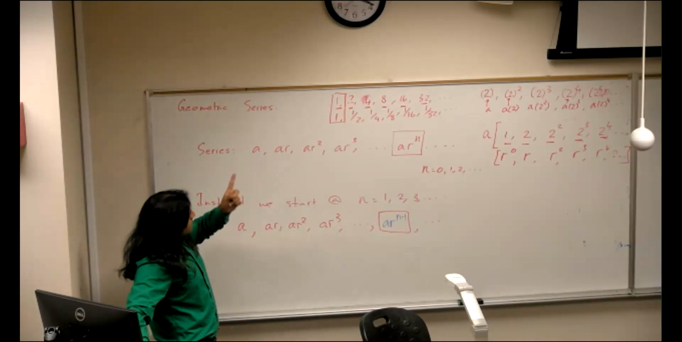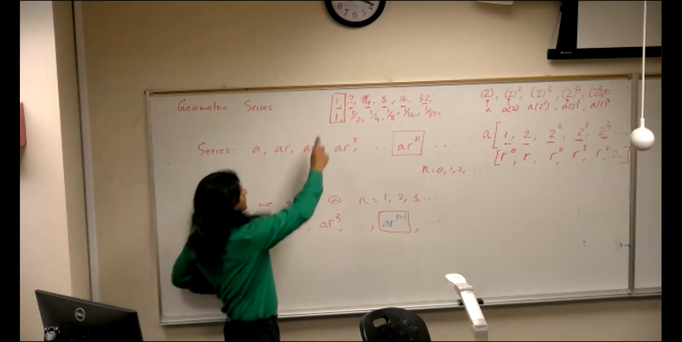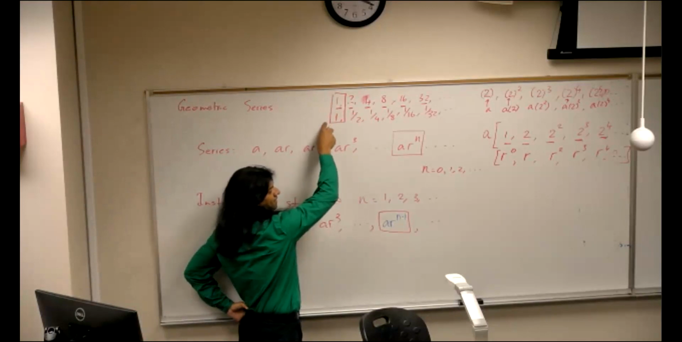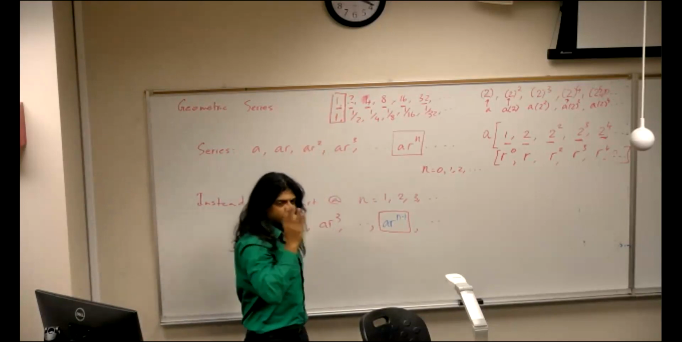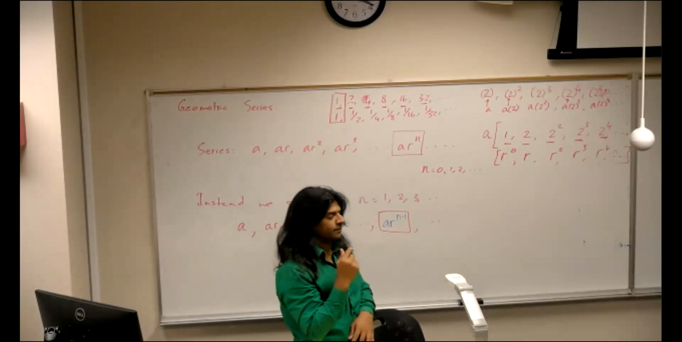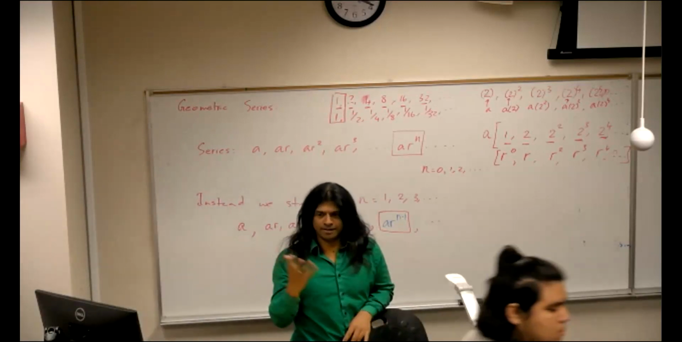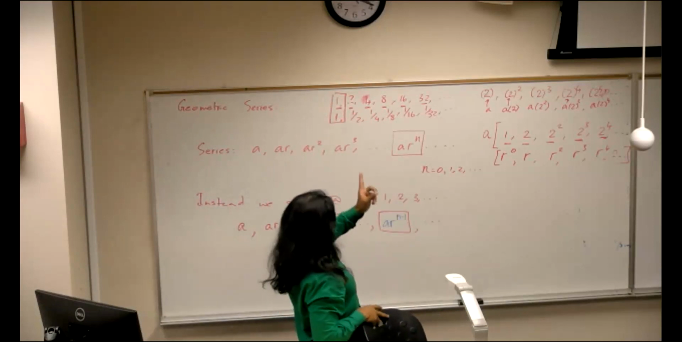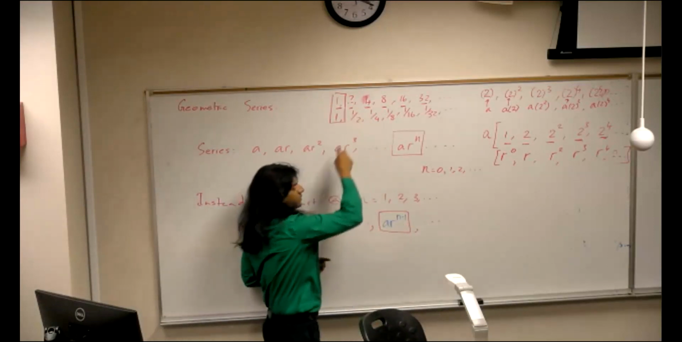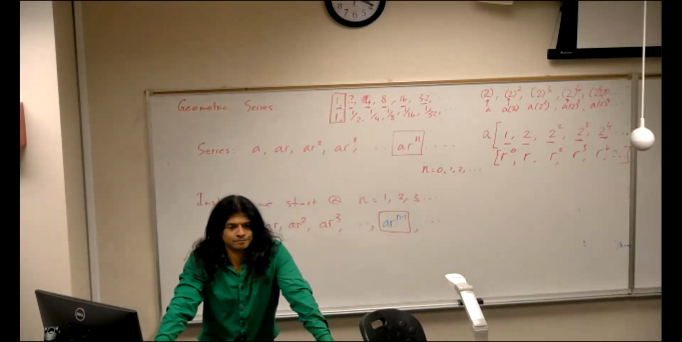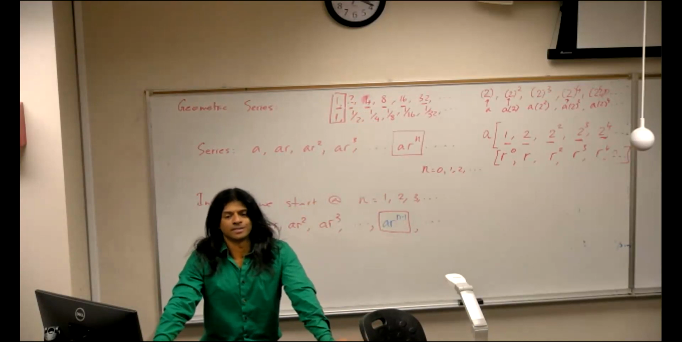Look at the one on top and the one on the bottom, the two sequences. One diverges, one converges. What do you see in terms of R? In other words, what does R look like? What is the difference between the sequence here and the sequence there in terms of R? What can you say about R? That's what I'm asking.